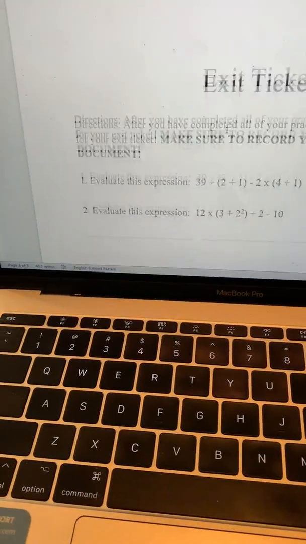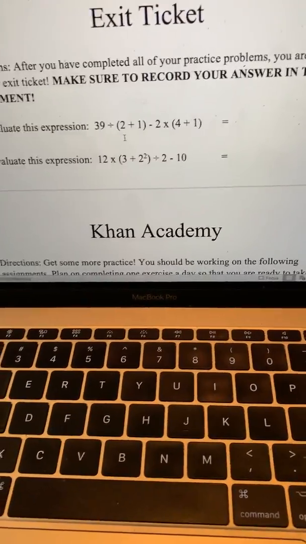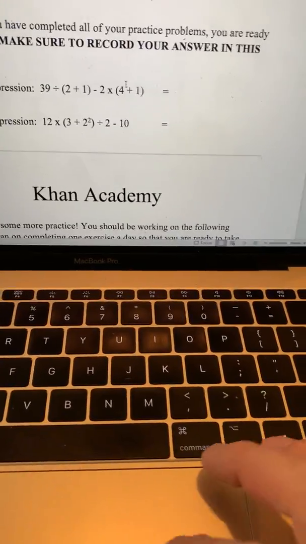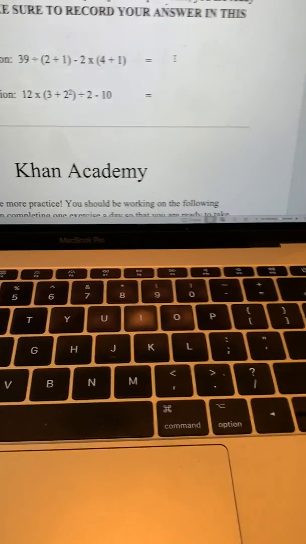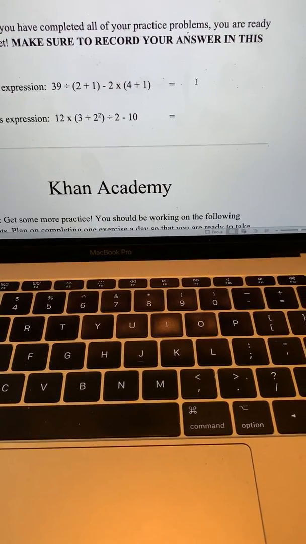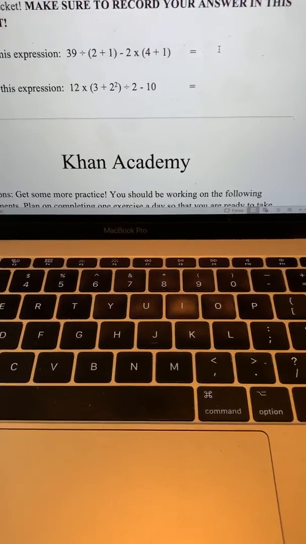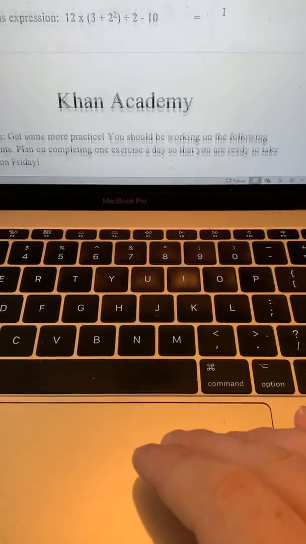On your computer, if you scroll down, you now have your exit ticket. You're going to show your work on your piece of paper just like we've been doing. Then you need to enter your final answer right here. Make sure you put your final answer on your Google Doc so that I can evaluate whether you have it right or wrong.